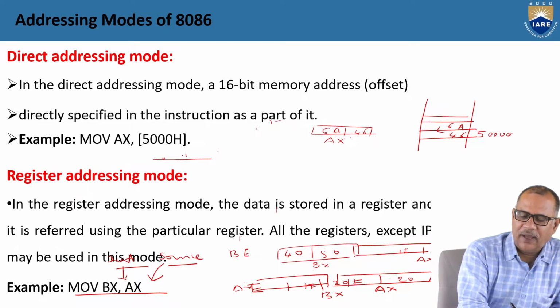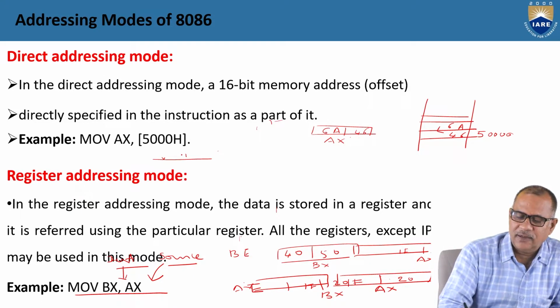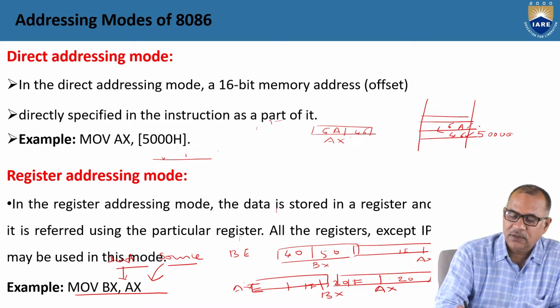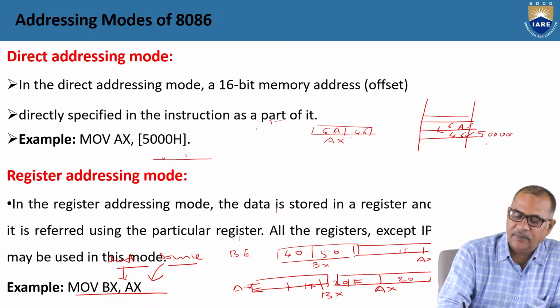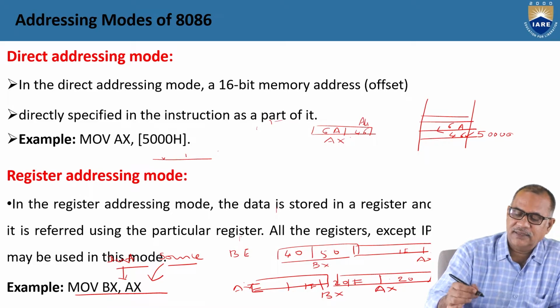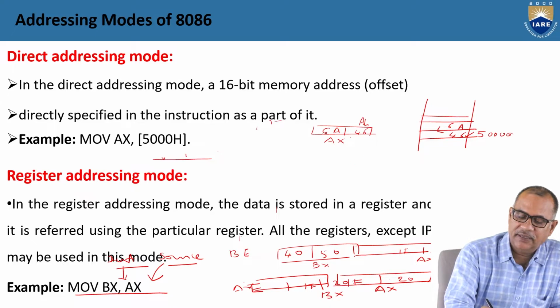So MOV AX, [500H]. Here, let us say the contents of the memory location 500H is 46 and the next memory location is 6A. The contents of the memory location 500H is moved to the AL register and the contents of the next memory location is moved to the AH register.